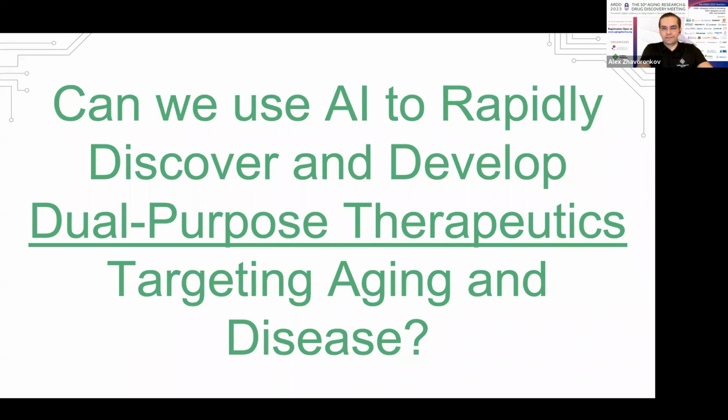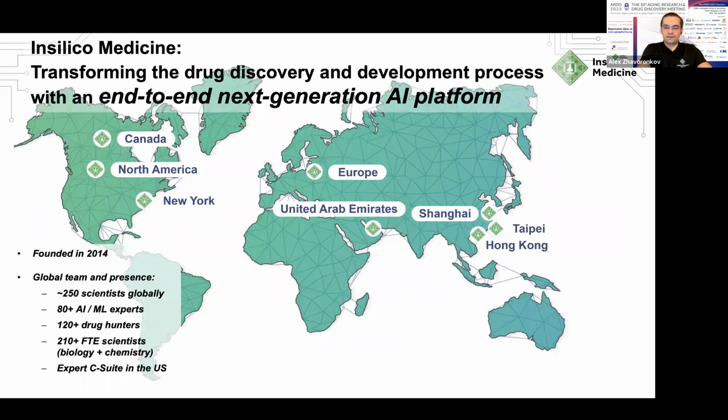I'm going to switch gears a little bit from aging clocks, to how to use AI to rapidly discover and develop dual-purpose therapeutics that can be targeting aging and disease. And to actually go after this goal, we established Insilico Medicine. So now we're spanning the entire globe. We have over 250 scientists globally, half AI and drug hunters. And we have over 200 full-time equivalents. Those are scientists within those contract research organizations that are pipetting and synthesizing chemistry and doing biological research and creating the embodiment of your AI research.